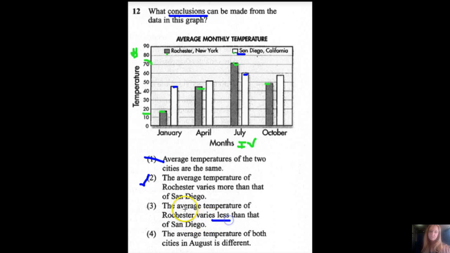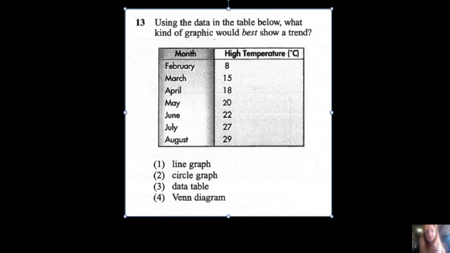Varies less? No. When it says varies less, I had to think about that for a second, because it says varies more, varies less, and I got confused. So I'm marking up to disprove it. This is definitely not correct because Rochester has more variation, more differences than San Diego. Number 4, the average temperature in both cities in August is different. We don't know that, right? There's no August here. I don't see any August. So it is 2.